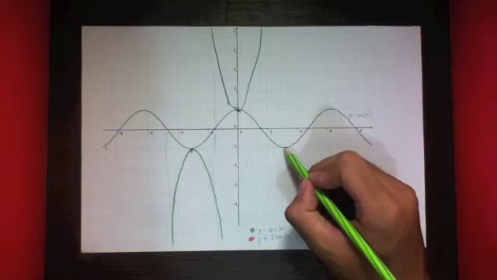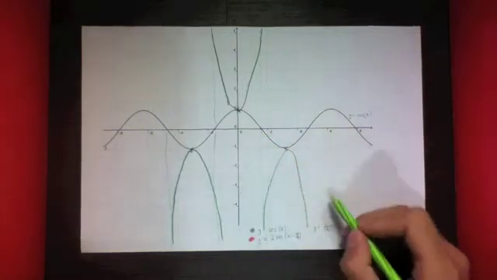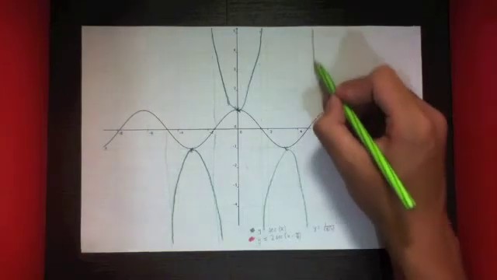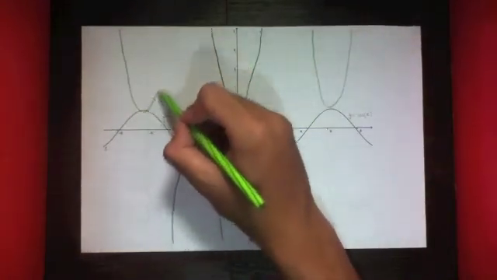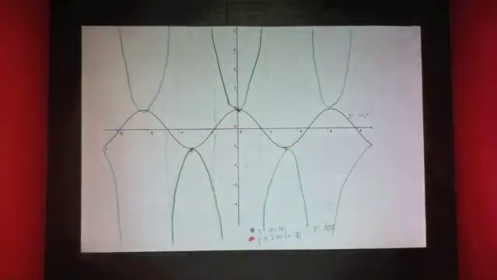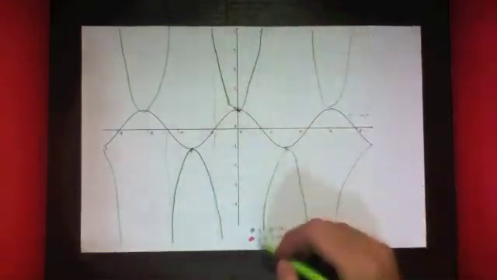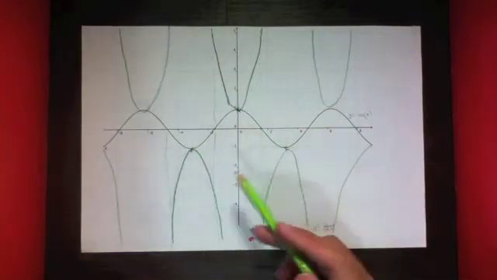So then you have a graph that looks a bit like this. It's kind of horribly drawn, but you kind of get the idea. You have the vertical asymptotes here, and the parts where they touch are where the y values are 1.